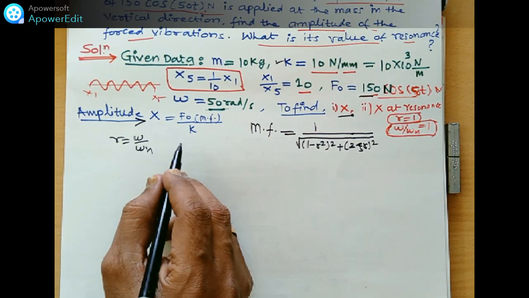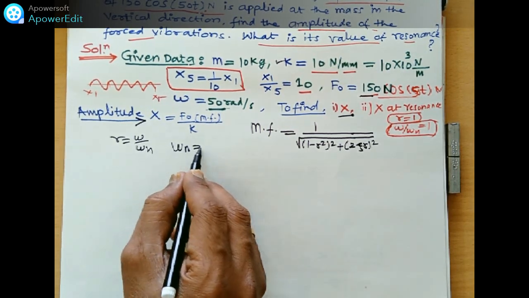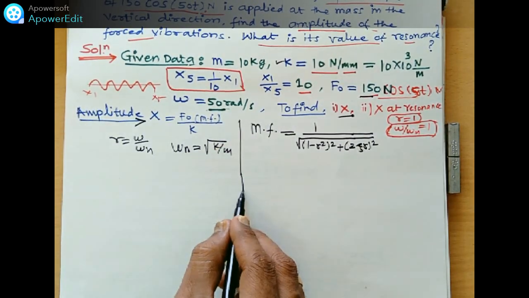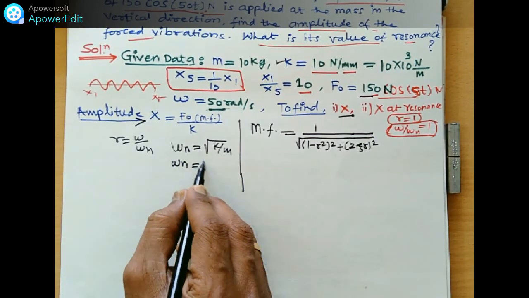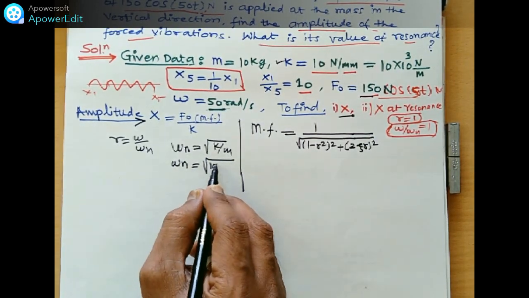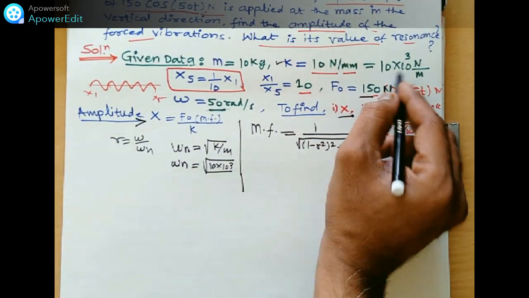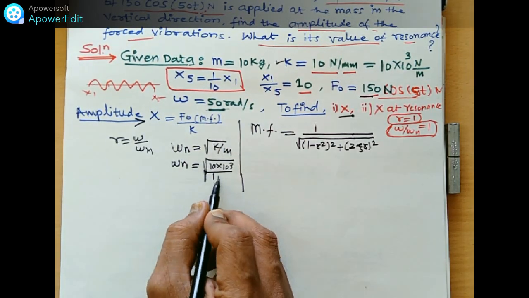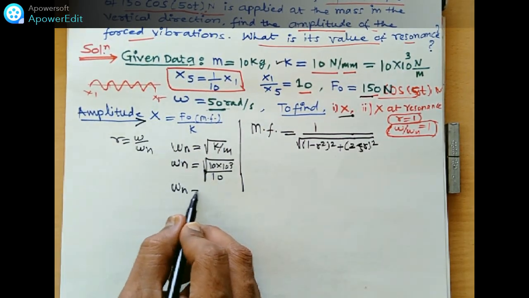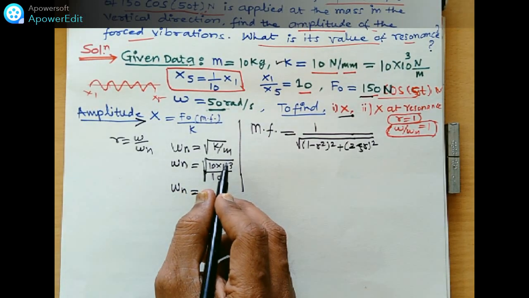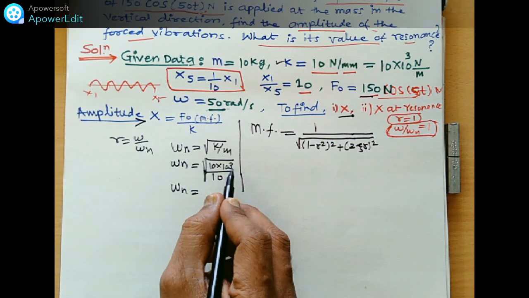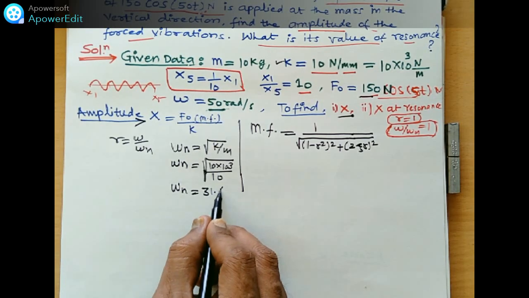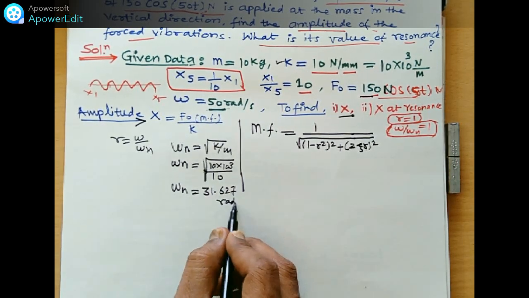and m. So omega n is equal to under root of K by m. So I will write here K. How much K? K is 10 into 10 raised to 3. The value is given. What is the value of m? m is 10 kg. So omega n becomes under root of 10 into 10 raised to 3 upon 10. You'll get the value 31.627 radian per second.